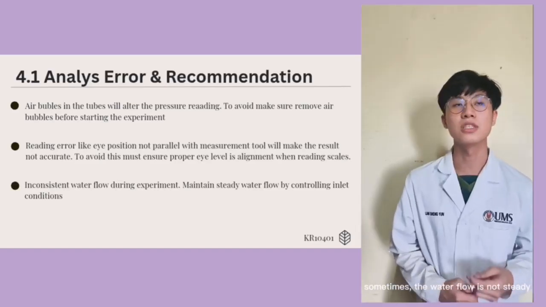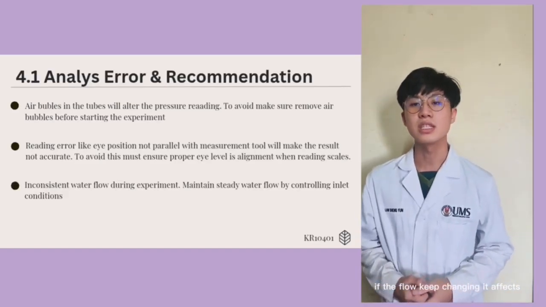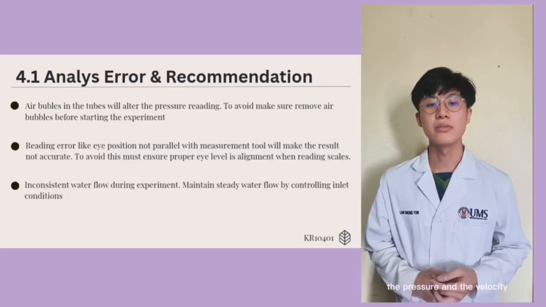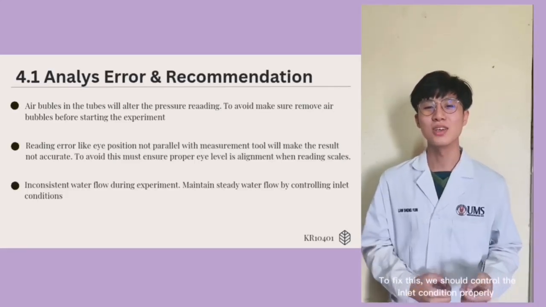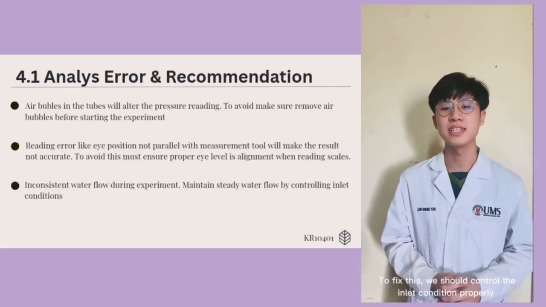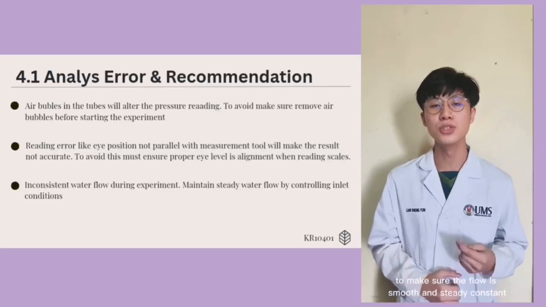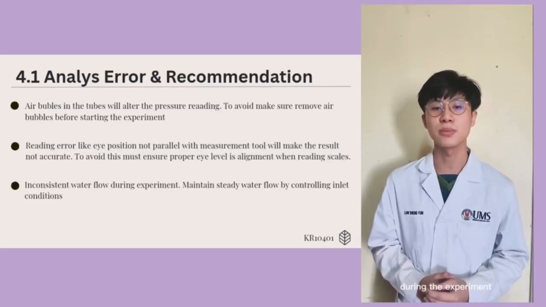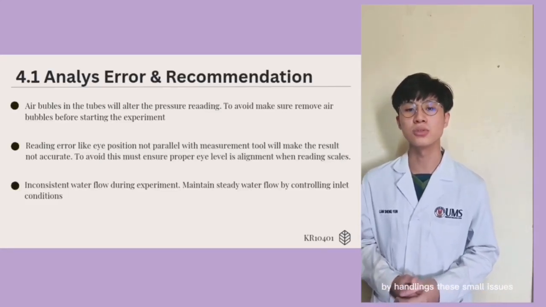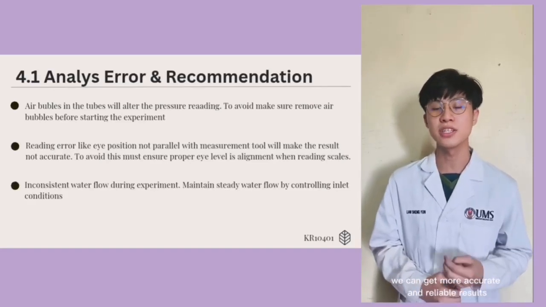Sometimes the water flow is not steady. If the flow keeps changing, it affects the pressure and velocity. To fix this, we should control the inlet condition properly to make sure the flow is smooth and steady during the experiment. By handling this small issue, we can get more accurate and reliable results.